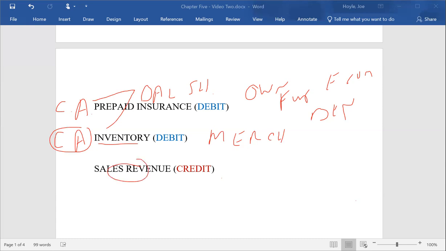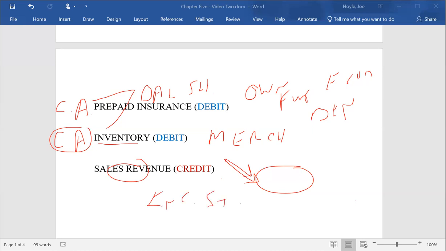Sales revenue, since it's not an asset or a liability, is measuring something in the past. And what it's measuring is the inflow that you had from selling goods and services. So if you're a hardware store and you sold $245,000 in hardware, the inflow from that sale over the past year would be your sales revenue. As a revenue, it is reported at the beginning of your income statement.